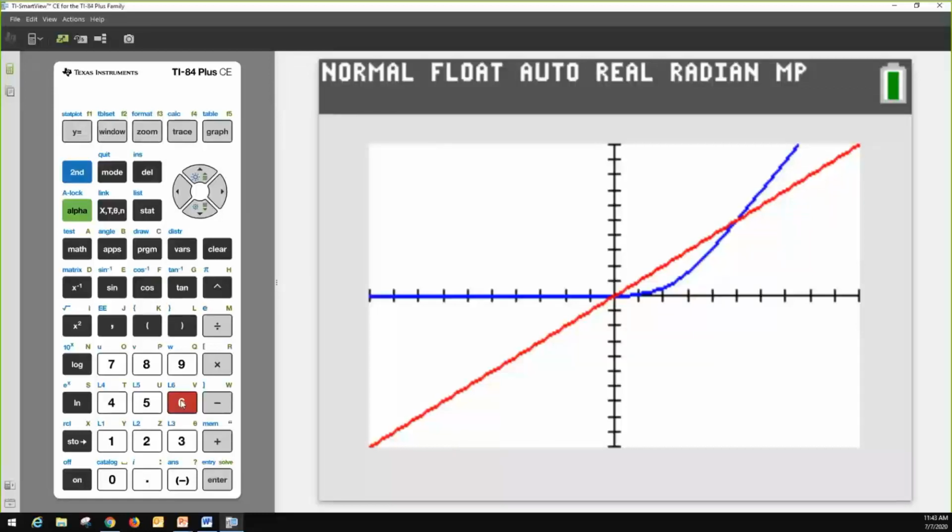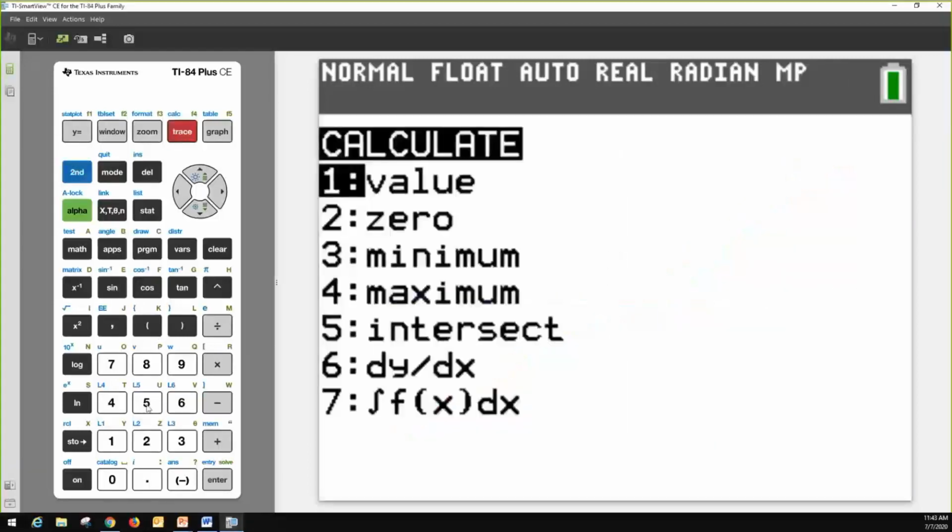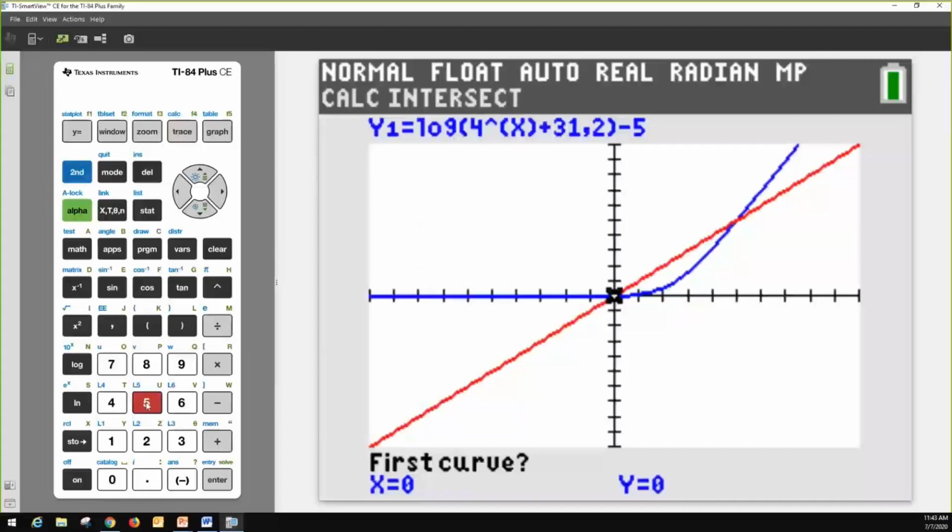Now it's the same as what we did before, and that is we can calculate the point of intersection. So calculate point of intersection, first curve, second curve, and guess. And interestingly enough, our first one is at x equals 0. And if you think about what's happening there, you might be able to see why we'd get a solution when x equals 0.